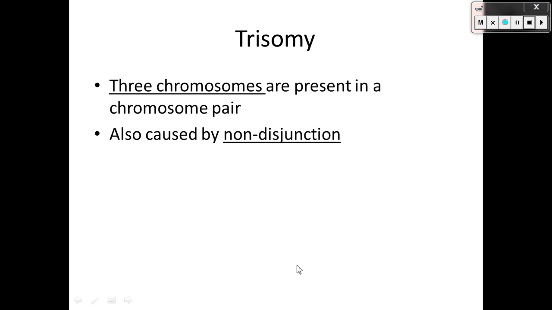Now, on the flip side, if I got a little bit less than what I was supposed to have in one cell, that means I'm going to have a little bit more than what I should have in another cell. And that's where this thing called trisomy comes into play. Trisomy is when 3 chromosomes are present in one particular pair. What if chromosome 1, instead of having 2 copies like it's supposed to, had 3 copies? That is what we'll call a trisomy. Instead of 46 chromosomes, that individual has 47 chromosomes. And it occurs because of this non-disjunction.